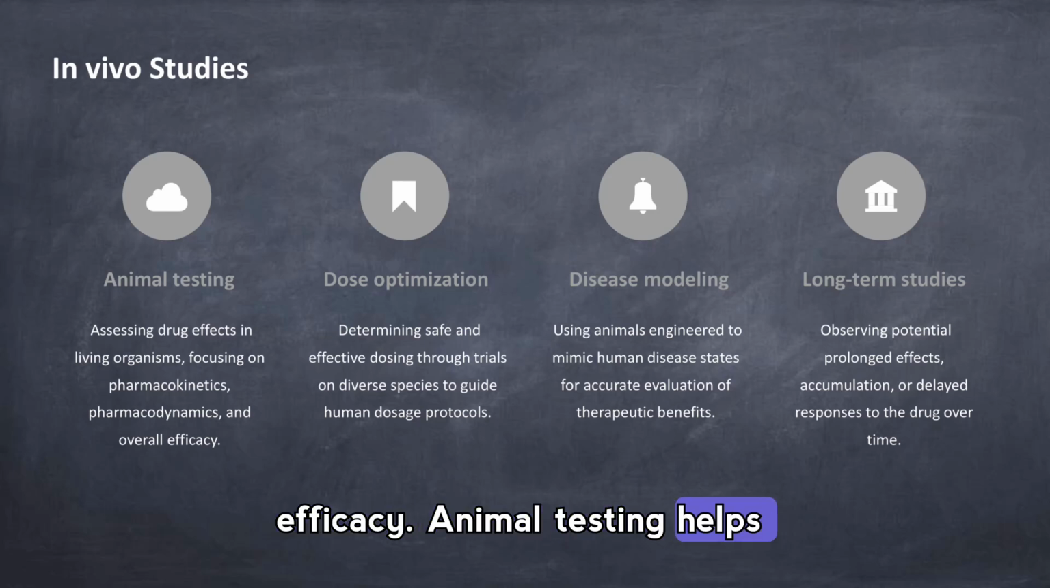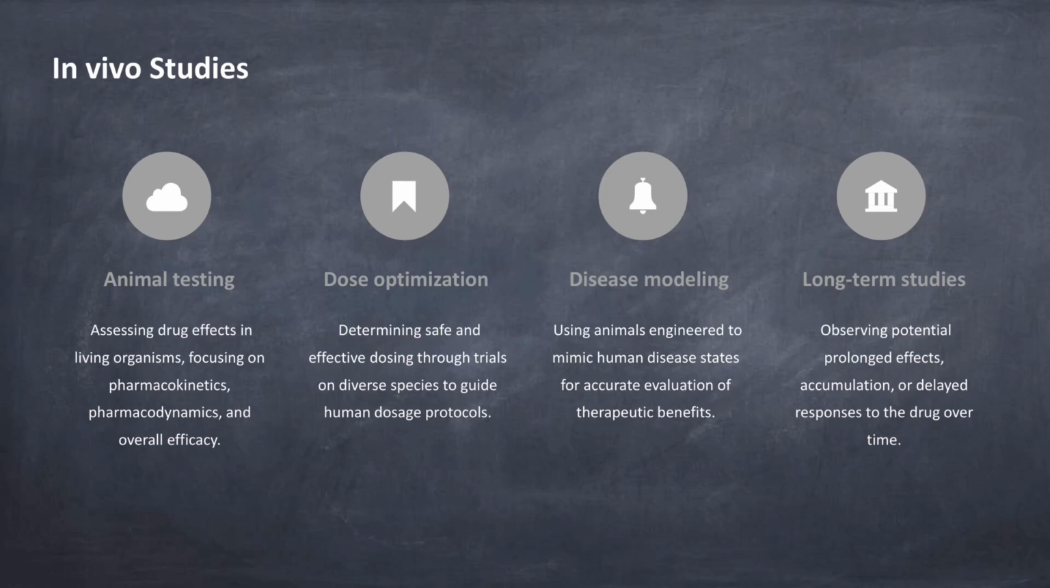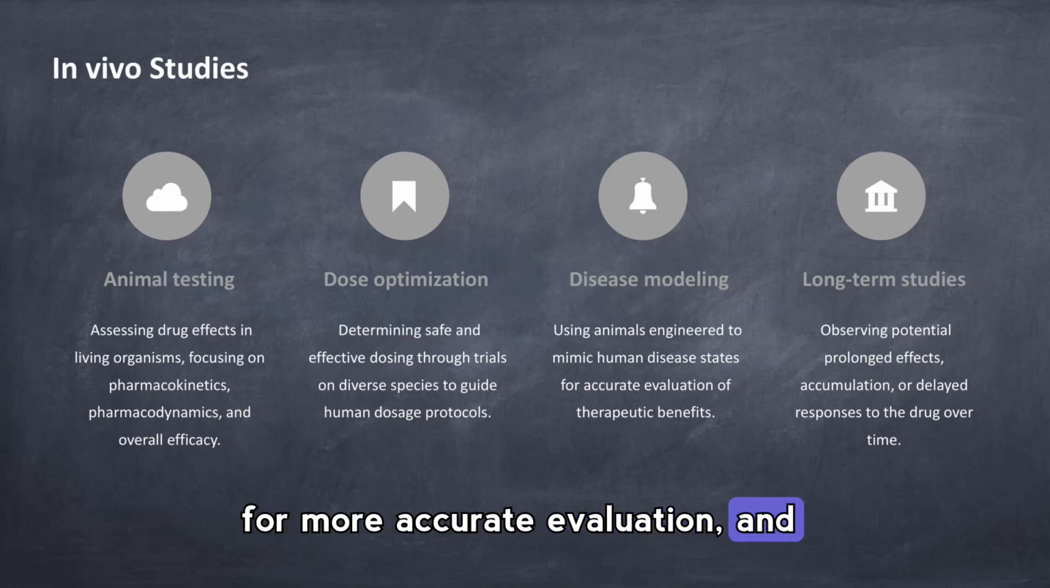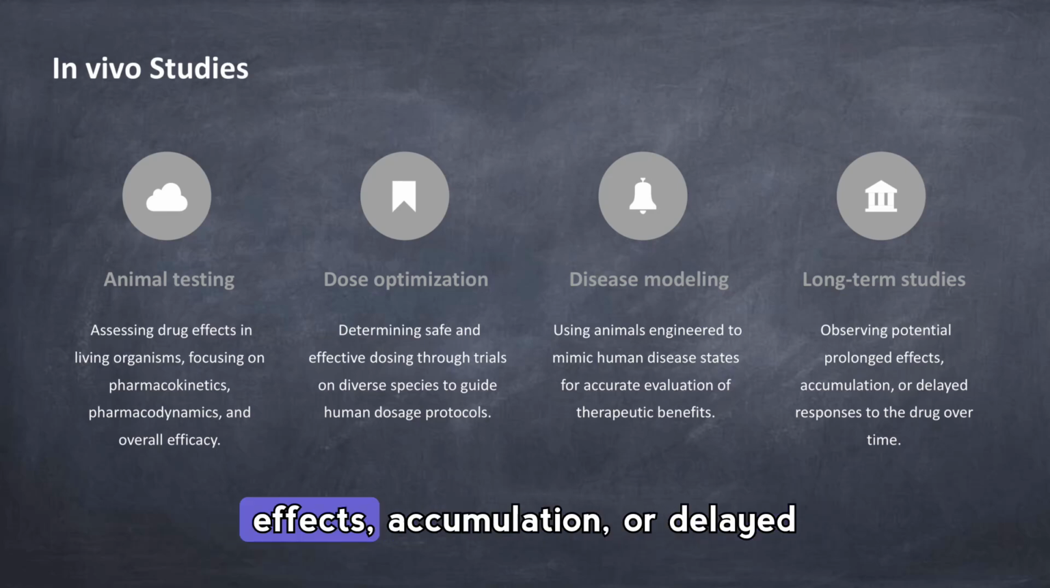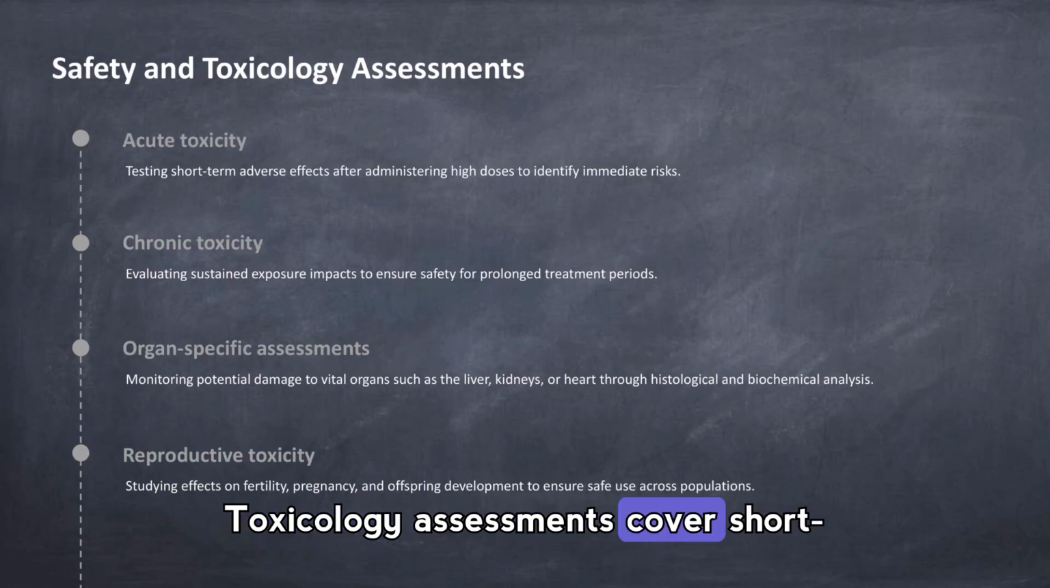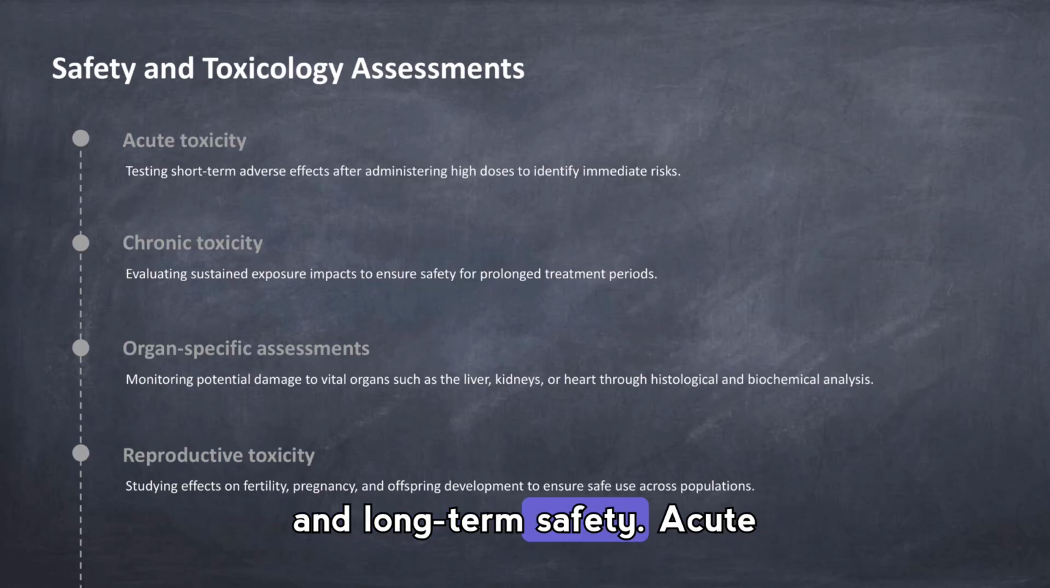Animal testing helps evaluate real-world drug behavior. Dose optimization finds safe, effective regimens. Disease modeling mimics human conditions for more accurate evaluation, and long-term studies look for prolonged effects, accumulation, or delayed responses over time. Toxicology assessments cover short and long-term safety.